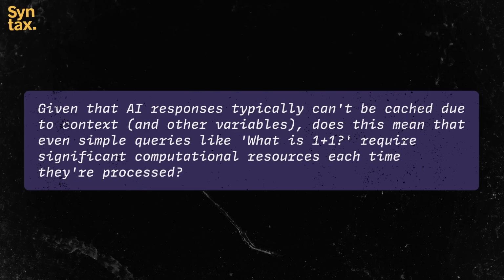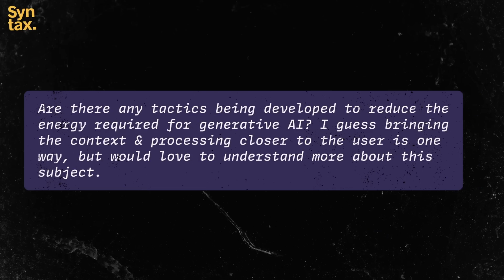Given that AI responses typically cannot be cached due to context and other variables, does this mean even simple queries like what is 1 + 1 require significant computational resources each time they're processed? Are there any tactics being developed to reduce the energy for generative AI? I guess bringing context and processing closer is one way, but I would love to understand more about the subject.